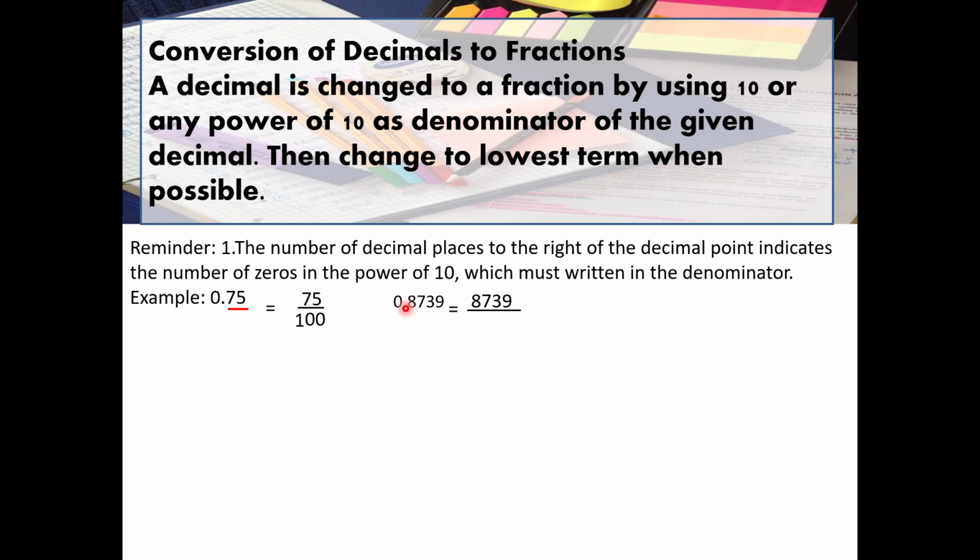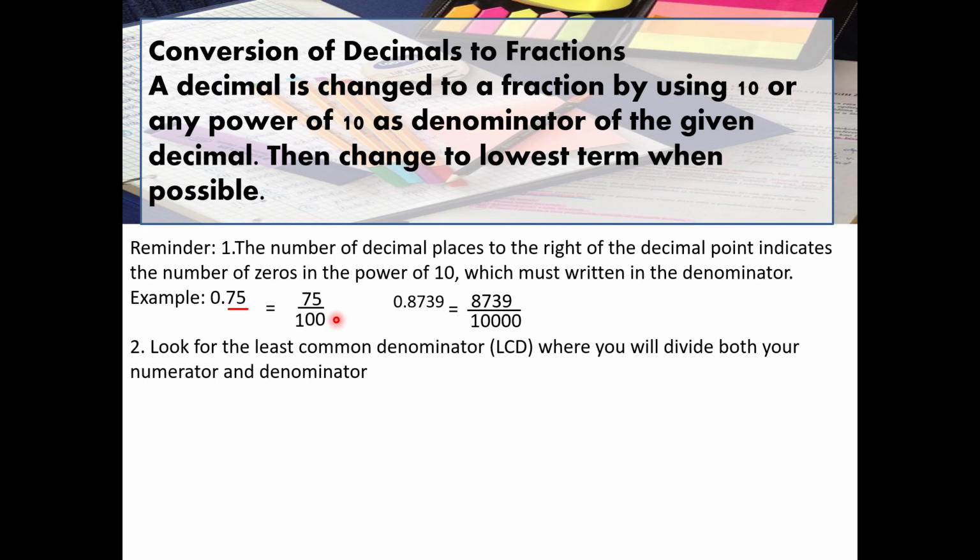So, ito yung decimal point natin. Ilan ba ang number? Meron tayong 8, 7, 3, 9. So, 1, 2, 3, 4. So, meron tayong 4 numbers after the decimal point. Kaya sa denominator, magkakaroon tayo ng 4 na 0. Pagkatapos maglagay ng 4 na 0, maglagay tayo ng 1 sa pinakadulo. Okay? So, meron tayong 8,739 over 10,000. Okay? Pero dito muna tayo mag-focus, 0.75.